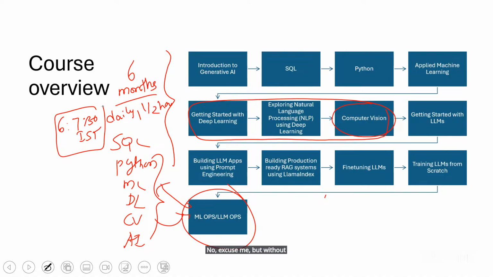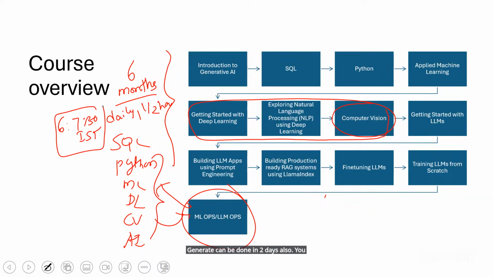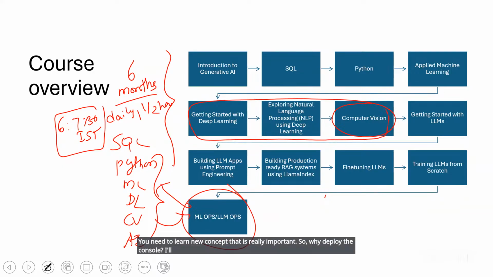But without knowing the deep learning concept, it will be difficult. Gen AI can be learned in 2 days also. You can build your own LLM models in 2 hours also, 2 days also. But those will be on top of ChatGPT, on top of Gen AI, on top of Claude AI. If you want to build your own application without using ChatGPT or anything, you need to learn the deep learning concept. That is really important. So why the deep learning concept also? I will tell you one example, and also how it came about. Just give me one example.